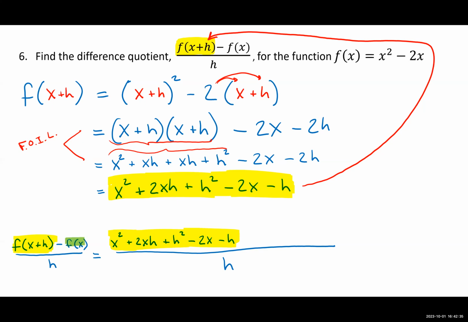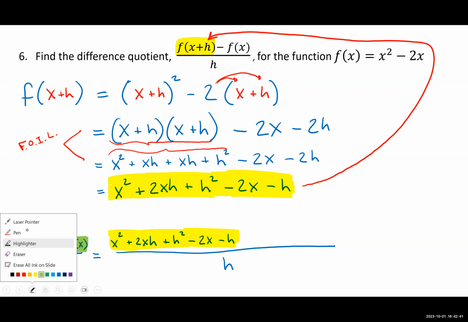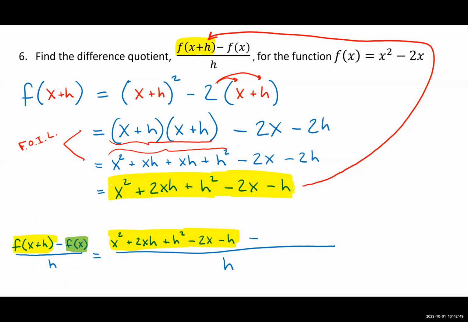And then you've got this part, which I'll use green for. Minus the original function. The original function is given. That's x squared minus 2x. So you are subtracting the original function, x squared minus 2x.